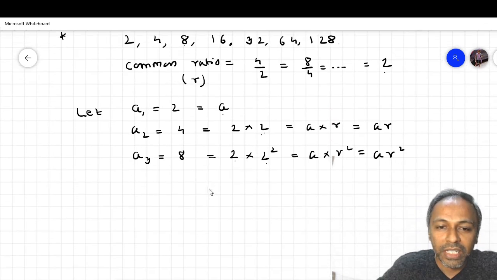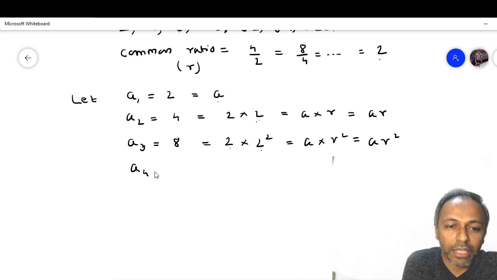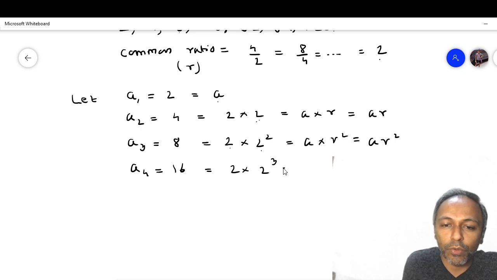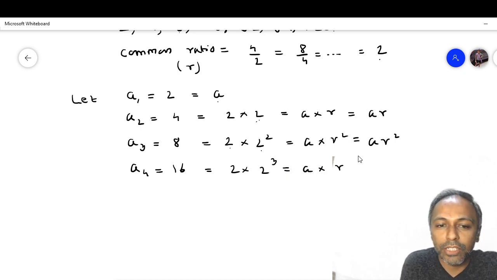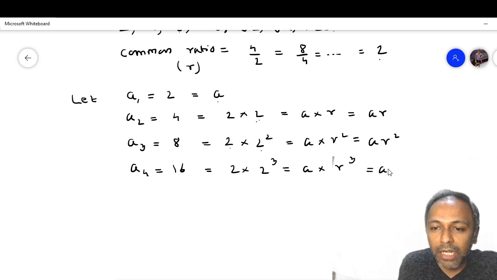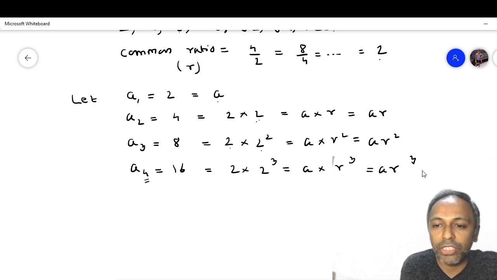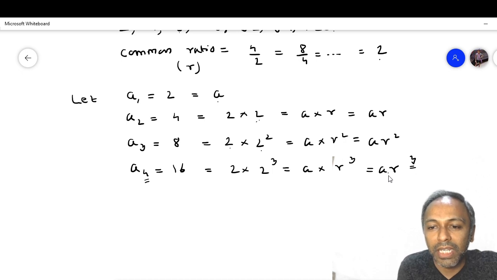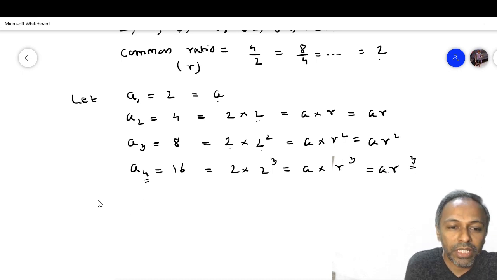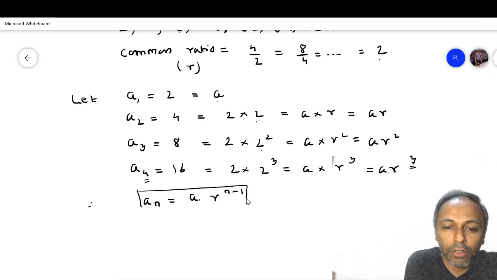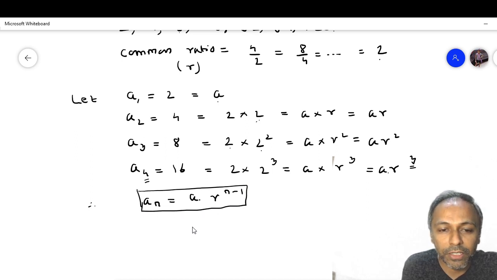Let us take the next term of the sequence, a4, and we get that as 16. 16 can be written as 2 into 2 cube, which is a into r raised to 3, that is ar raised to 3. From here you are realizing that the suffix 4 here is 1 larger than the degree of r. A has degree 1 only. Therefore, in general, we can write the nth term of a GP as a into r raised to n minus 1. You can reduce the degree of r by 1 from whatever the suffix is.